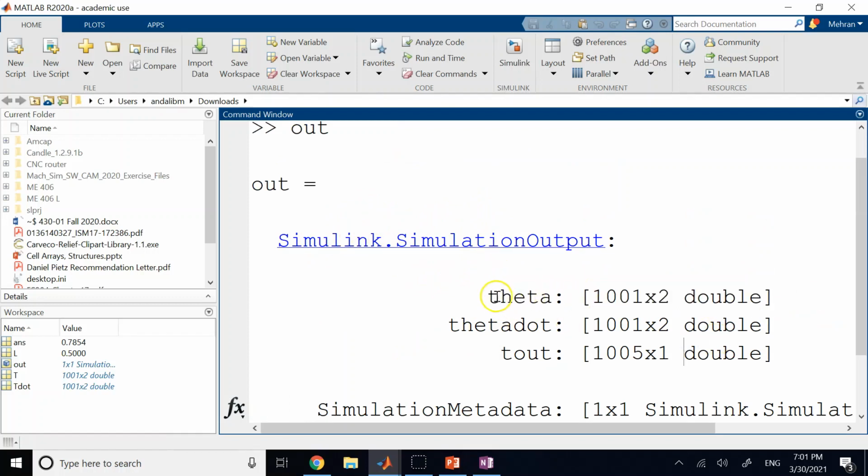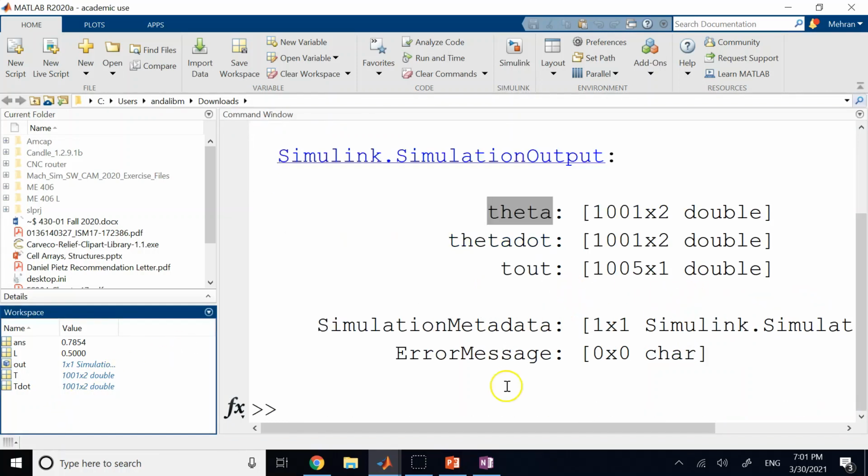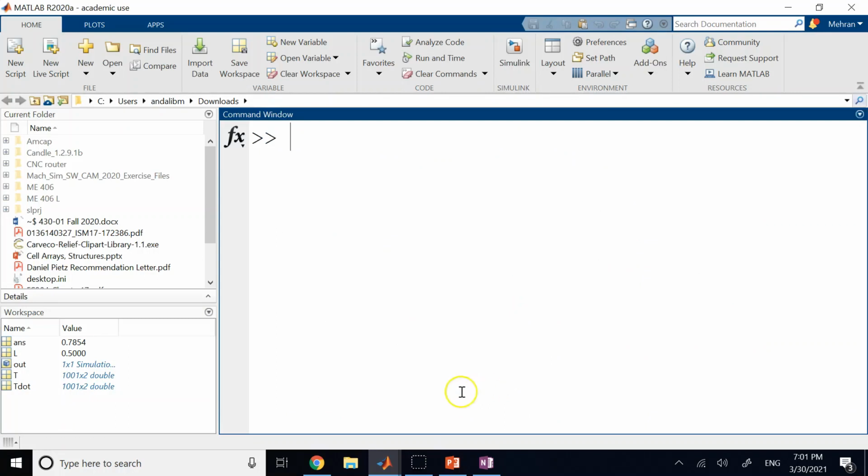Now you might wonder, is there a way that it doesn't send the output of the Simulink as a structure? Can it just directly save an array to the workspace called theta? Is that possible? And the answer is yes. But you need to do something.